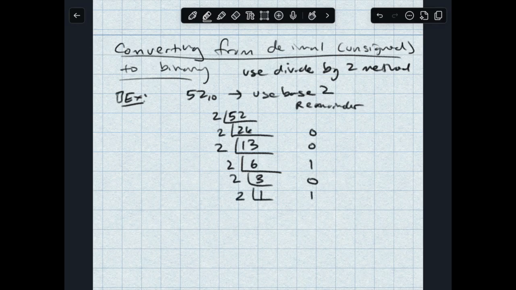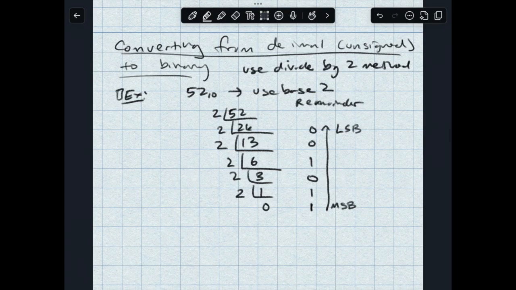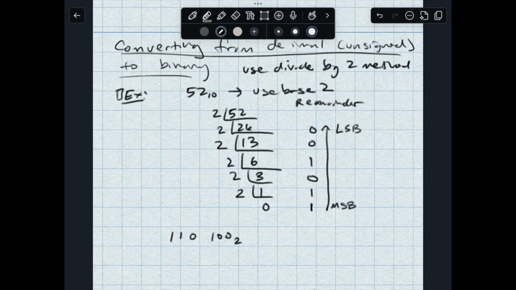Divide that by 2, because I want to go all the way till I get to 0. 2 can go into 1 0 times. Remainder is 1. And then to get my binary number, I'm going to assign the most significant bit at the bottom and work my way up to the least significant bit, which is at the top. So the binary representation of 52 base 10, the decimal number, is 110100. Once I clean that up, I'll put a little base 2 down here just to help me know that that's a number that is in binary. So that's the same as 52 base 10.